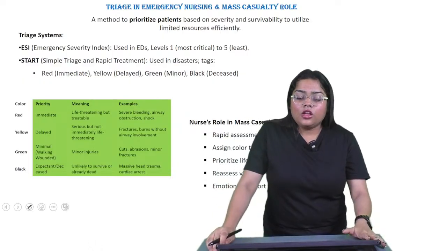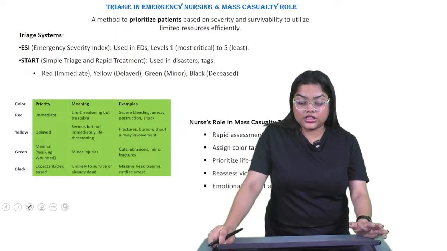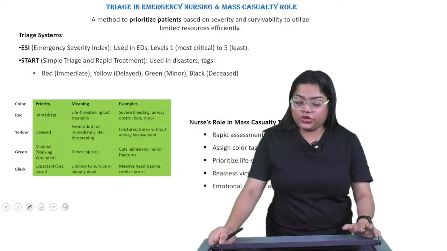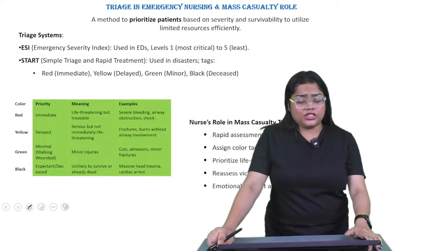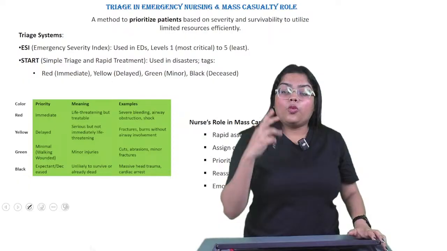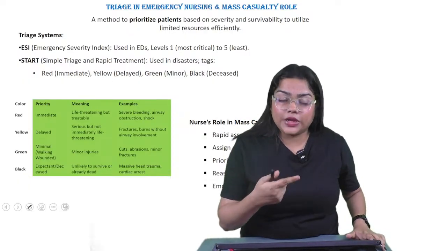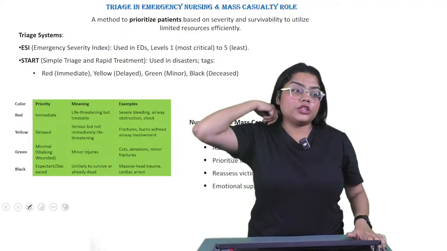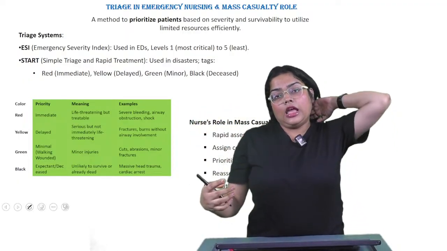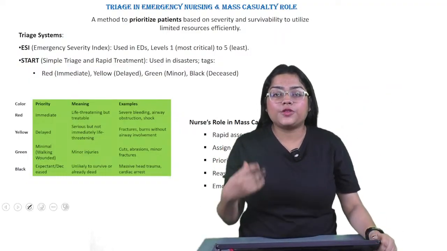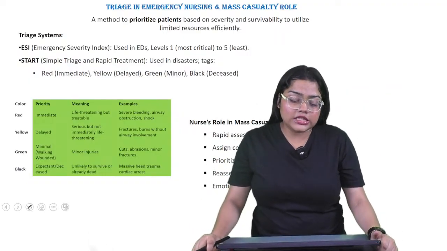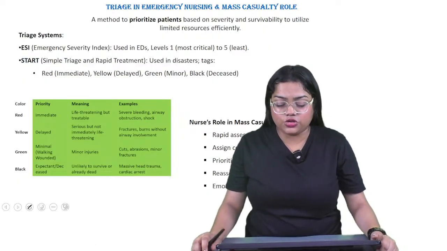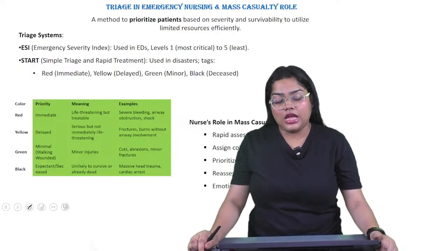Okay, so our next question is triage in emergency nursing and mass casualty role. So what is meant by triage? Triage is a method where we prioritize the patients who are critically ill, and we give the response and treatment as soon and as fast as possible. It is a method to prioritize patients based on severity and survivability to utilize the limited resources efficiently.